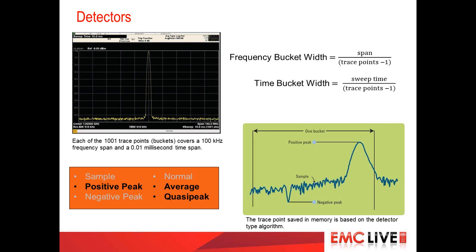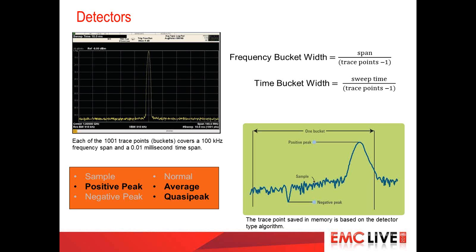Okay, so now let's zoom in on a single trace bucket, and that's what we're looking at in the bottom right-hand screen. So one bucket, and if you look at the X scale, that represents the 0.01 milliseconds. While we were measuring over that 0.01 milliseconds, we were measuring multiple values. We can see a peak, we can see a trough. How do we know which point to pick from this bucket and display on the screen? Well, that's where detectors come in handy. Detectors ultimately dictate what is going to be displayed on the screen.